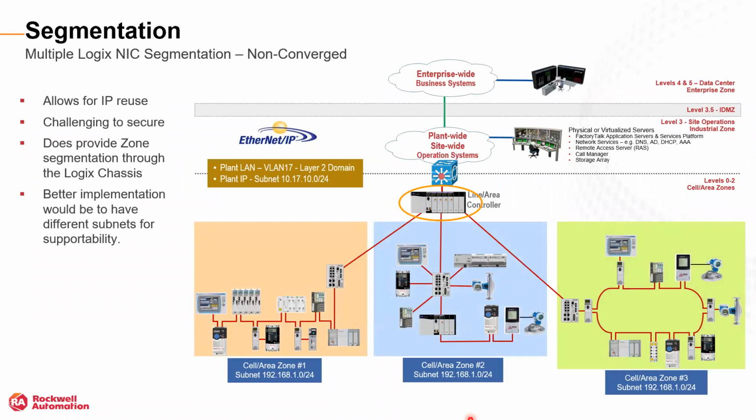So what we've done here, you notice that the IP addresses for the cell areas are now all the same, but we're using NAT to change them to a different subnet for the line controller. So these are segmented islands of automation now. Each one has the same IP address range being used, but the controller still can see everything.